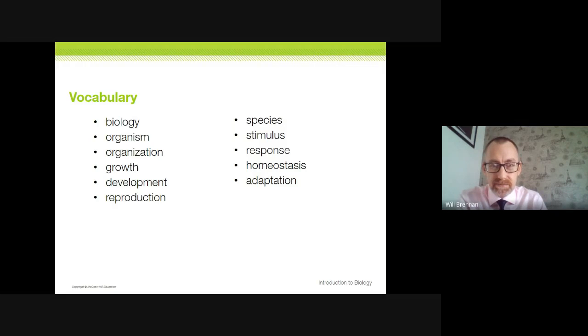Organism. Organization. Growth. Development. Reproduction. Species. Stimulus. Response. Homeostasis. Adaptation.